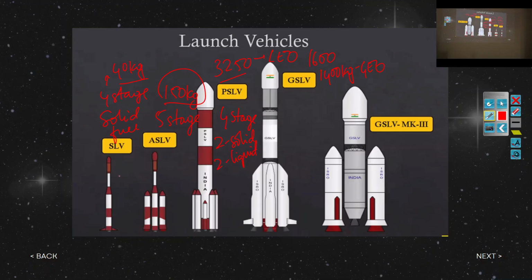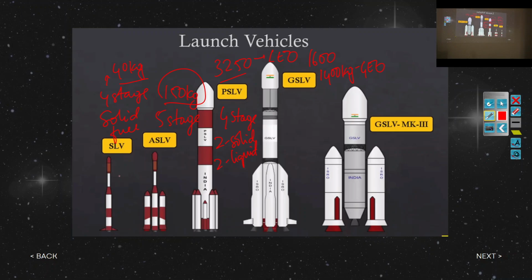And then Chandrayaan 1 and Mangalyaan, the mission to Mars, they used PSLV rockets only. Okay, they used PSLV. And next we have this GSLV, Geosynchronous Satellite Launch Vehicle.